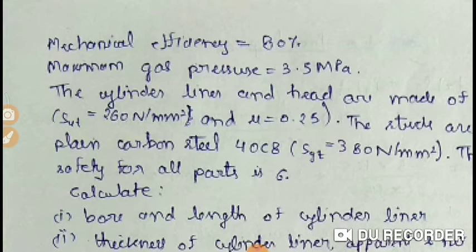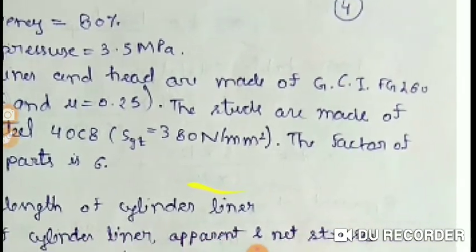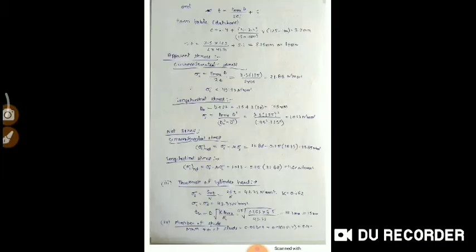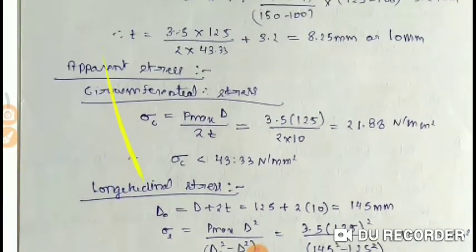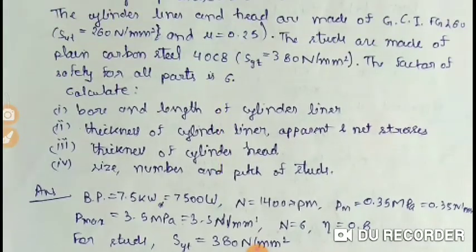Cylinder liner and head are made of gray cast iron. That means the material is given in this problem, as well as their S_yt values. So these S_yt or S_ut values will be used for calculating the permissible stress values that the induced stress must not exceed.